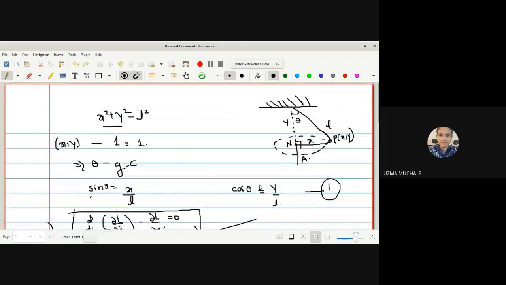Okay, let me repeat where we have started. We have one particle of mass m and the length of the string is L, inextensible and weightless, and it is suspended by a rigid support. It is making an angle theta with the vertical, and P of xy, that point P, will describe the position of the particle at any instant.